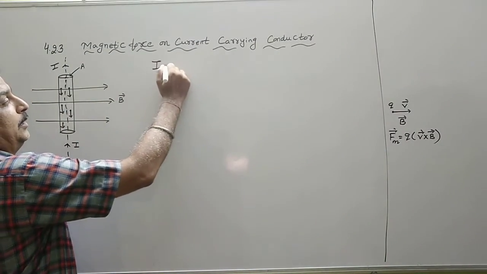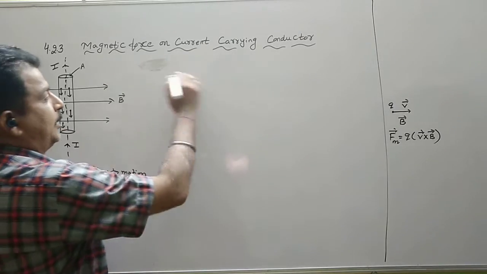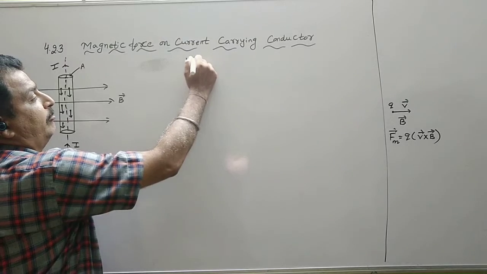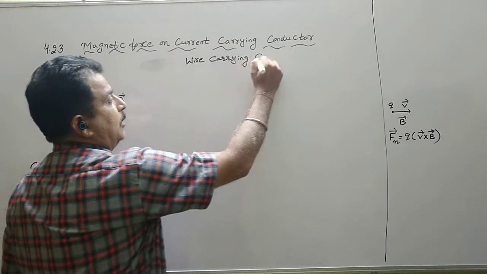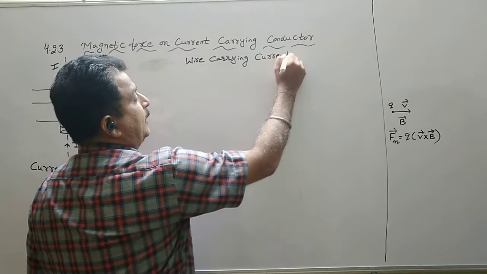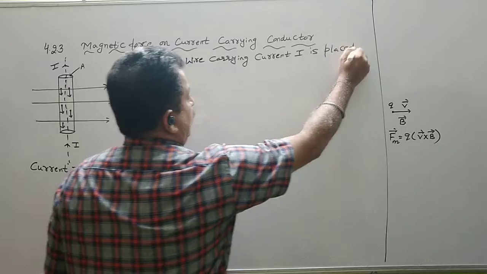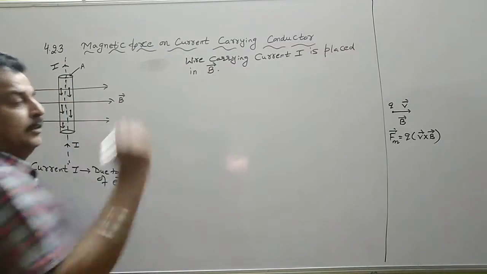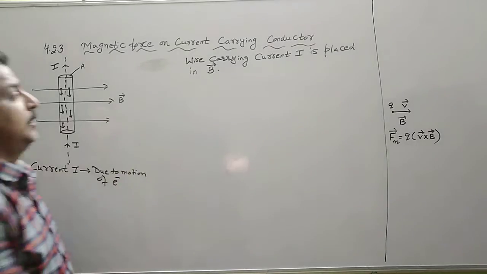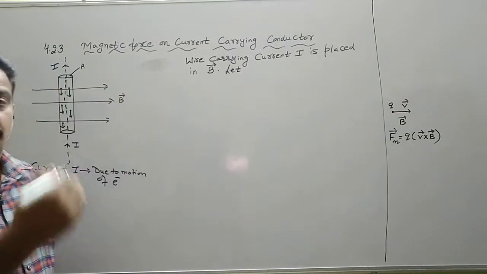Now let us say a wire carrying current I is placed in magnetic field B vector.